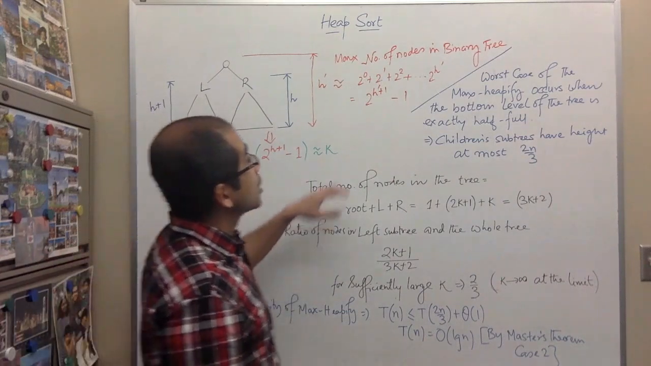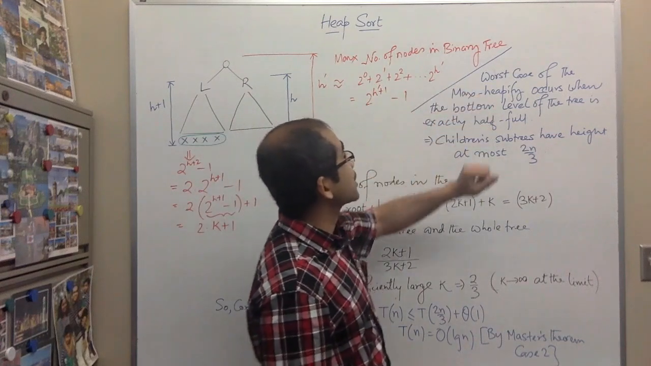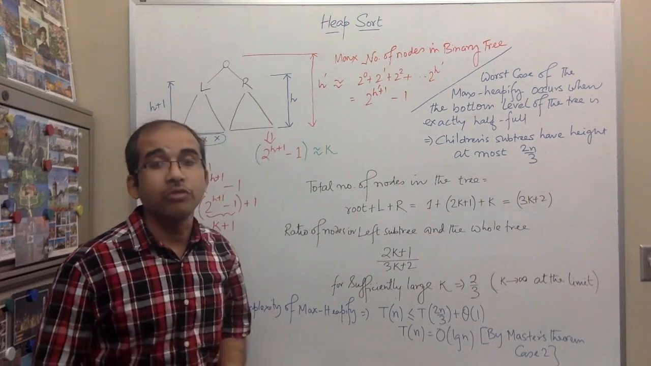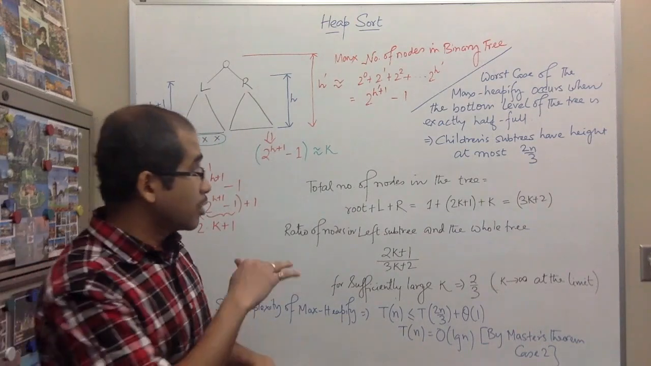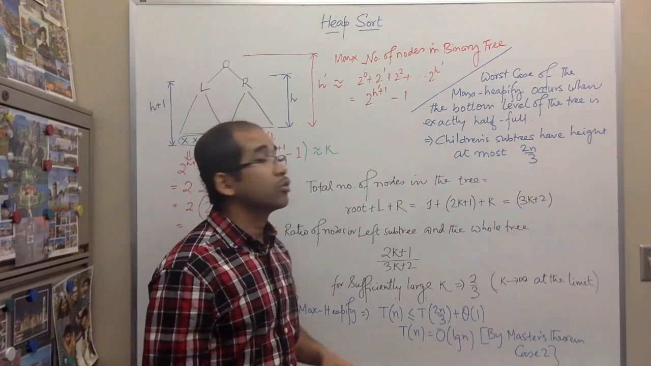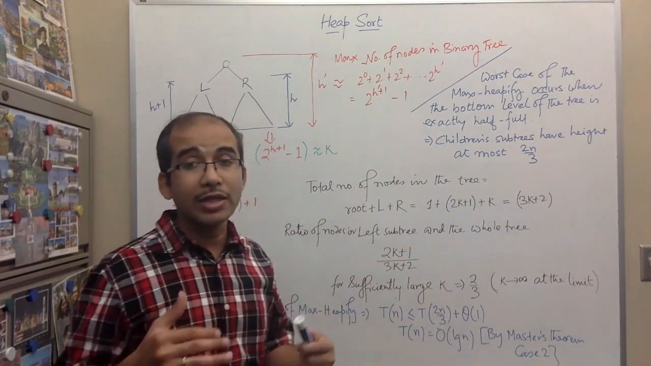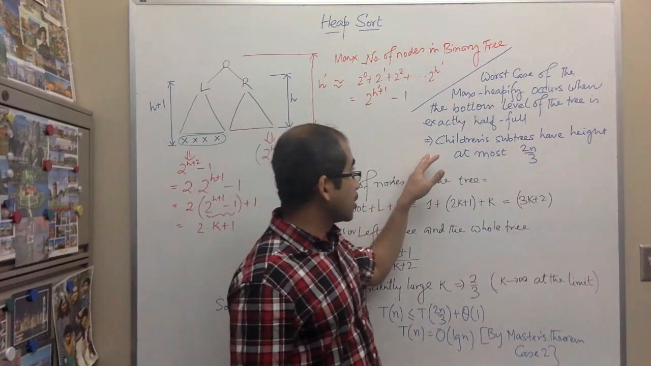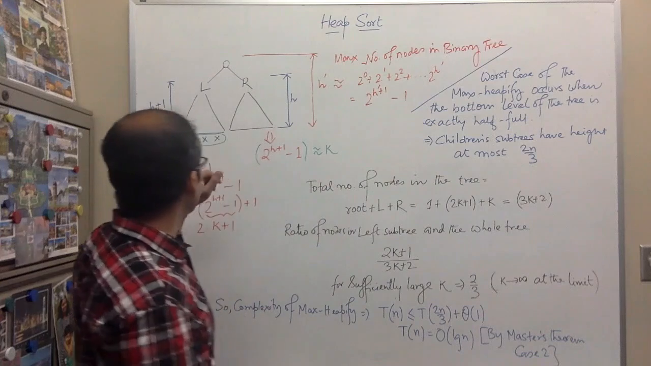So the worst case of max heapify occurs when the bottom level of the tree is exactly half full. Because it's a binary tree, it will be filled from the left side. So if the bottom level of the tree is exactly half full, it means the left subtree has one extra level than the right subtree. Okay, so then what is the height of that?